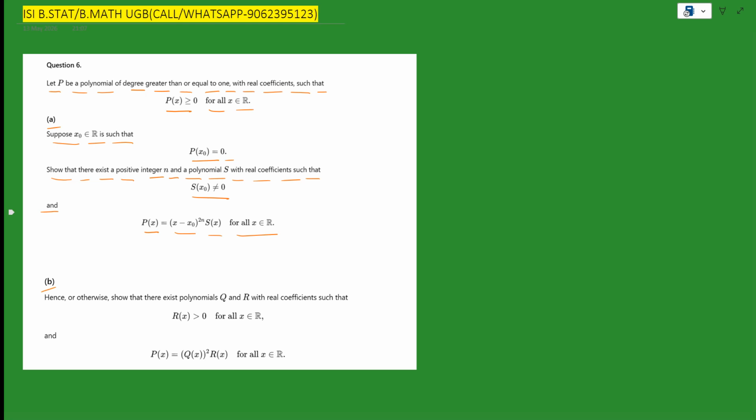And question number B is, hence or otherwise show that there exist polynomials Q and R with real coefficients such that R of x greater than 0 for all x belongs to R and P of x is equal to (Q of x) whole square into R of x for all x belongs to R.